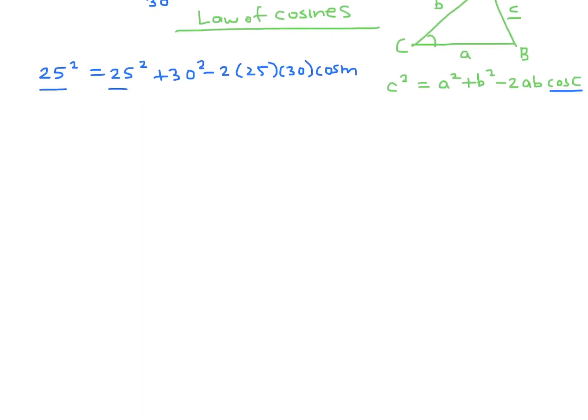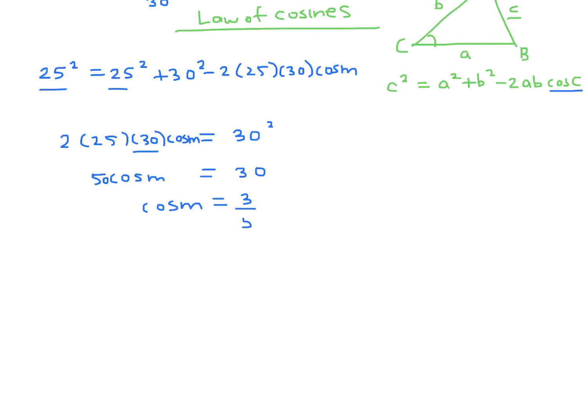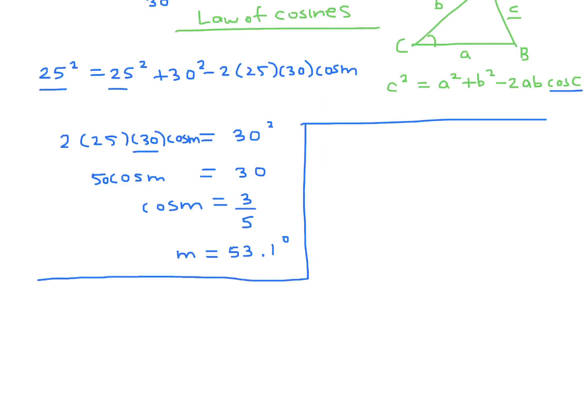So these 25s cancel, and we can now bring all this over to the other side. 2 times 25 times 30 cos m is equal to 30 squared. One of these 30s will go, so that will be just 50 cos m, and therefore cos m is equal to 3 over 5. And if you get out your calculator, m will be approximately 53.1 degrees. All right, so we now have one final step remaining to figure out xy.